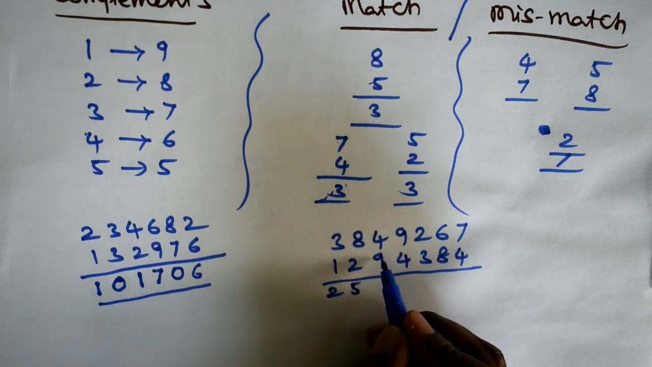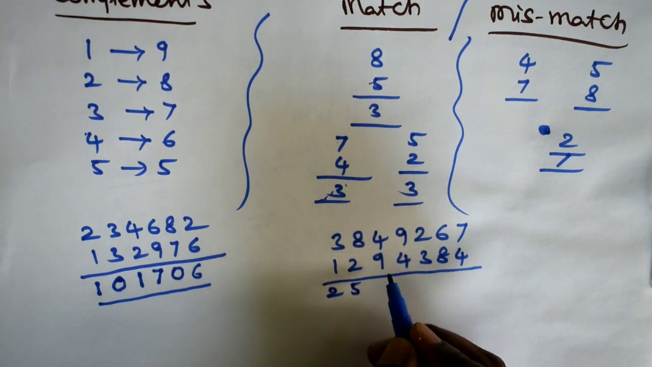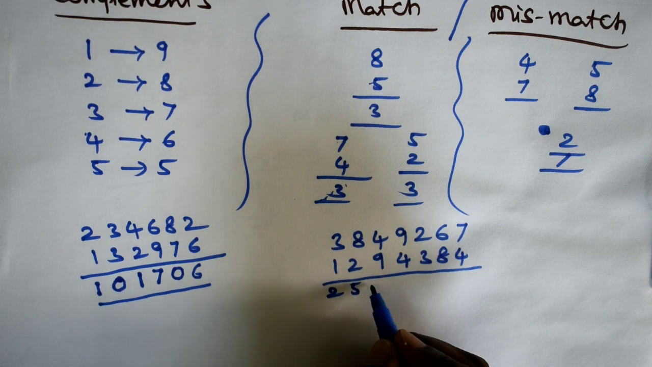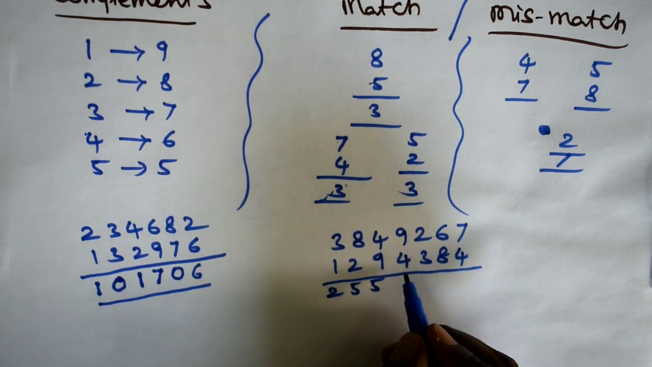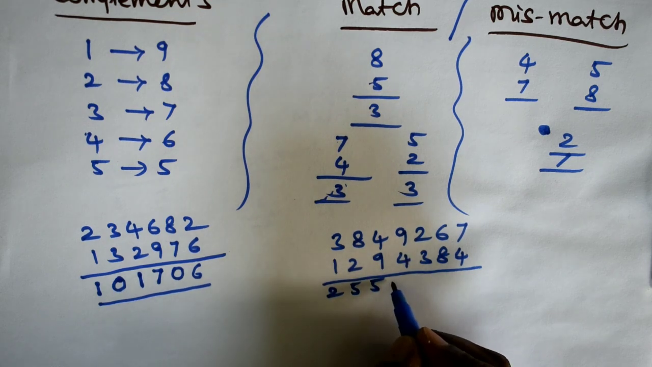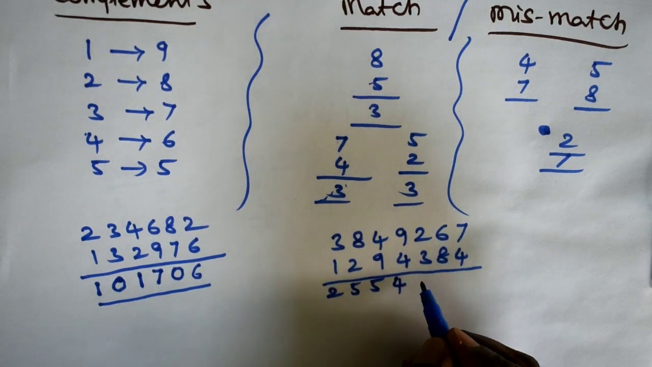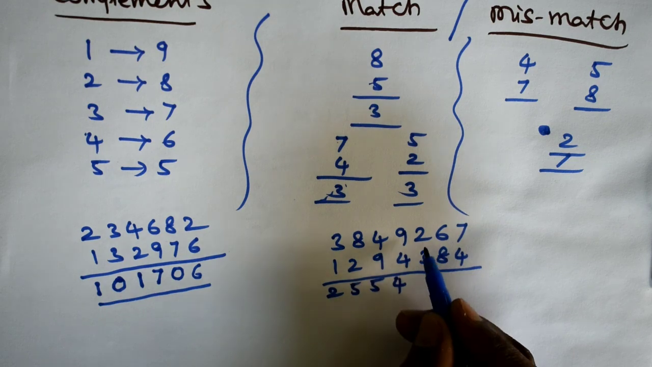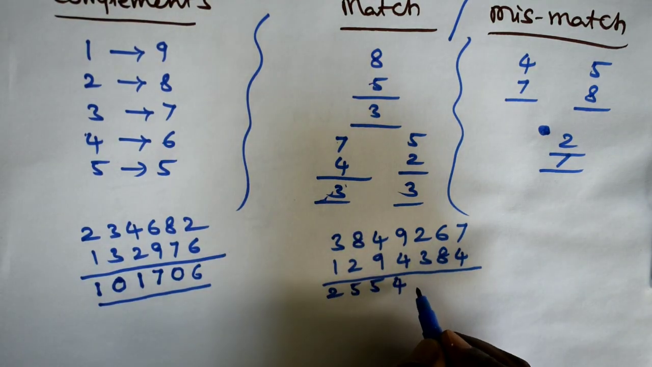Next, 4, 9 is a mismatch, so 9 minus 4 comes to 5. The complement of 5 is 5 only, and beside that a match is there, so we can write 5. Next, 9 minus 4 is a match, directly we can write 5, but beside that a mismatch is there, so we reduce one and write it as 4. Next, 2 minus 3 is a mismatch. 3 minus 2, we get 1, the complement of 1 is 9, so we write 9, but beside that a mismatch is there, so we write it as 8.